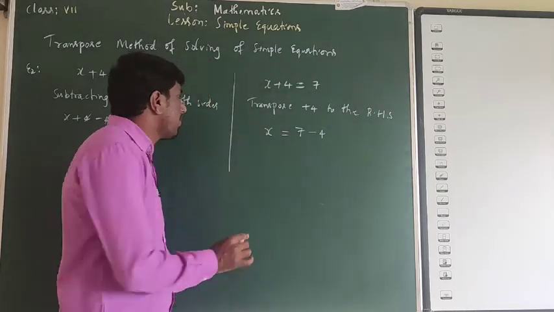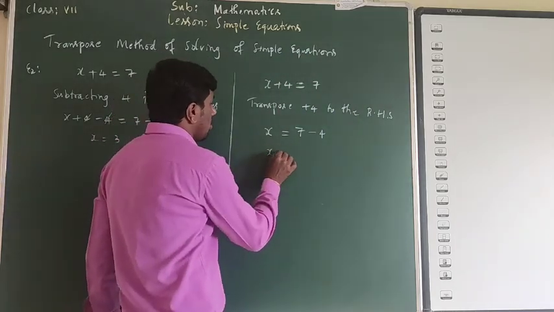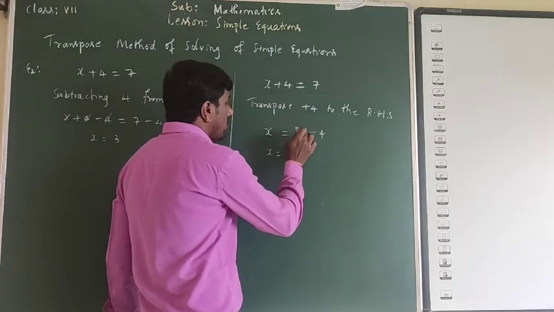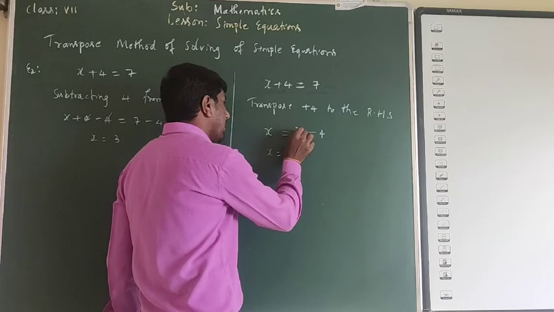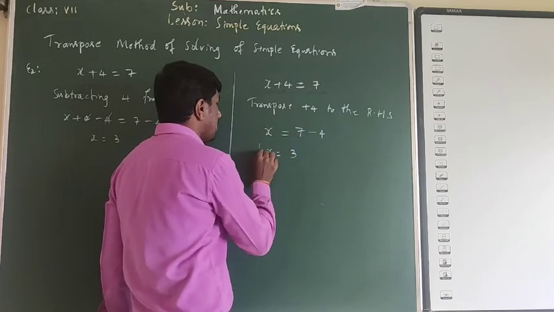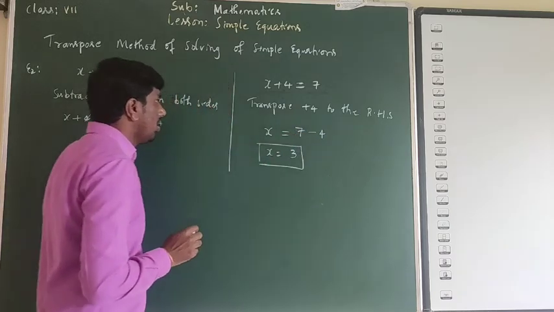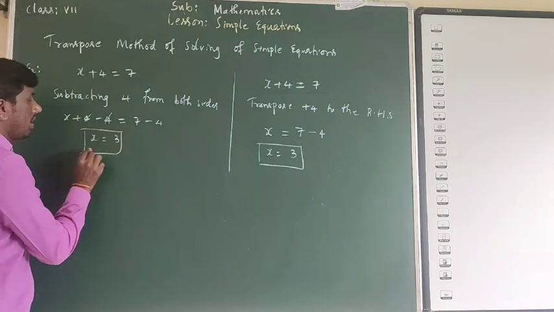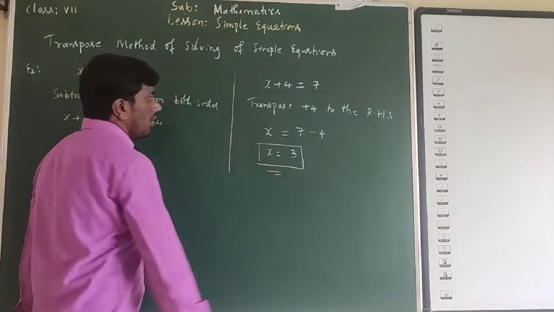Opposite side. Okay. Now x is equal to 7 minus 4, 3. Between 4 and 7, 7 is the higher value. Before that, I am having a positive sign. Therefore, here also it is a positive sign. Here also I am getting the same answer, x is equal to 3. Right?